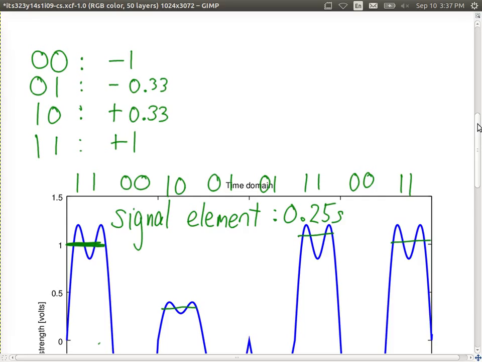What's the problem? The bandwidth isn't changing by increasing the number of levels. Harder to analyze for you as a student, maybe, but more specific, what? Maybe you're right. More chance of getting errors. The more levels we have, the more chance of getting errors.